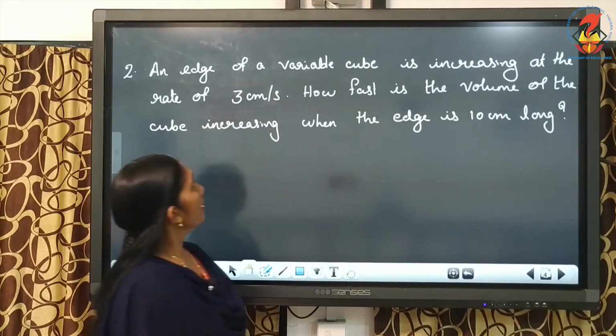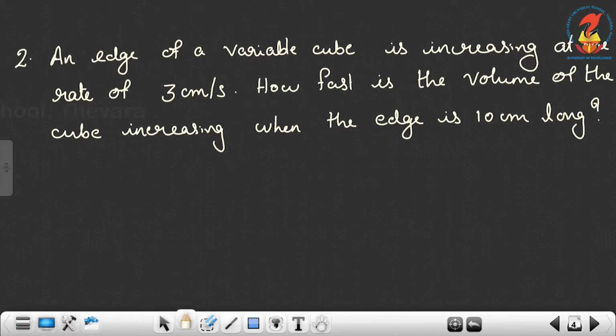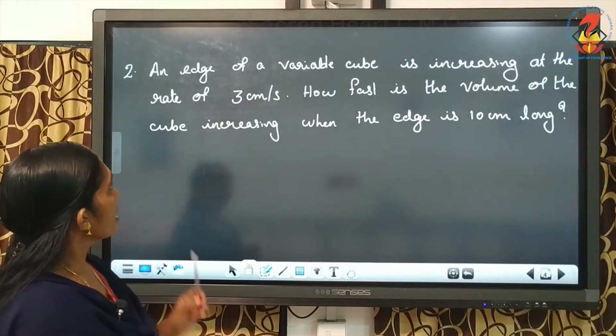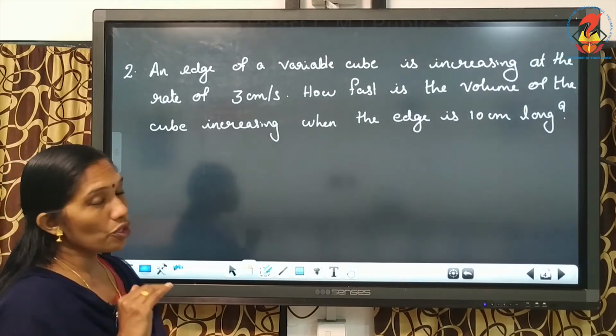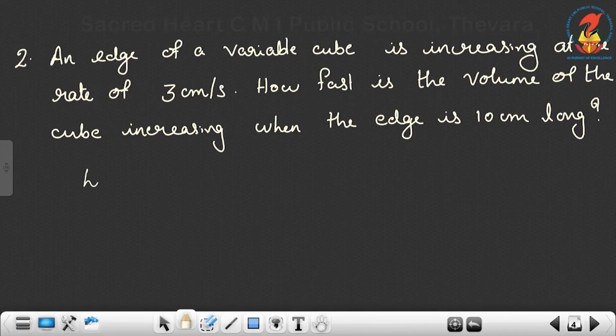Now the second question: an edge of a variable cube is increasing at the rate of 3 centimeter per second. How fast is the volume of the cube increasing when the edge is 10 centimeter long? So what is given? An edge of a cube. So let x be the edge, and side both are same. So let x be the side of the cube.